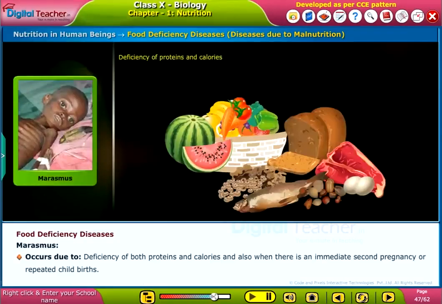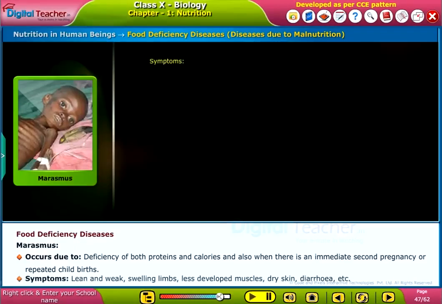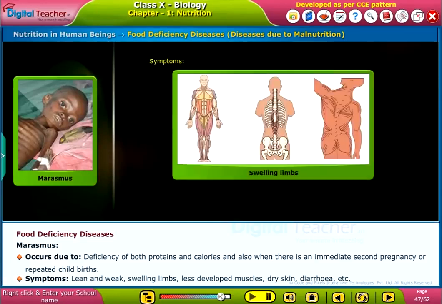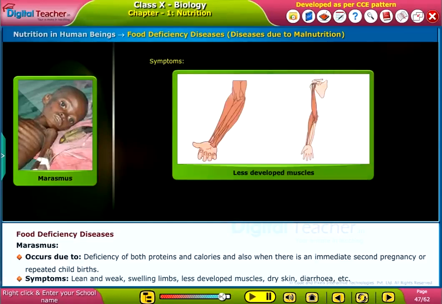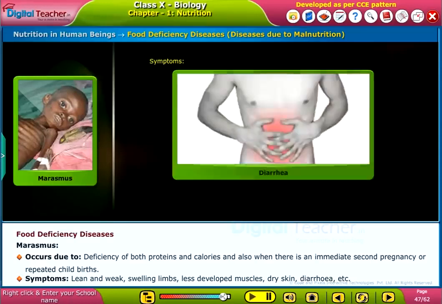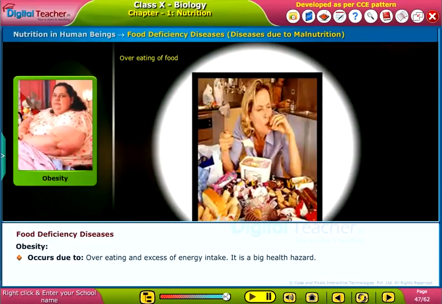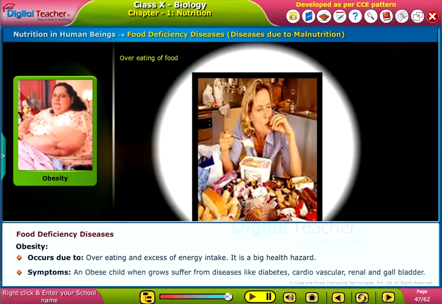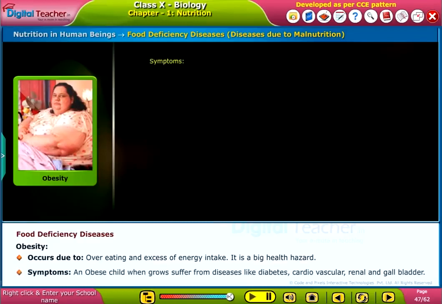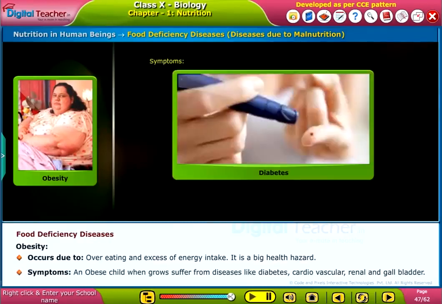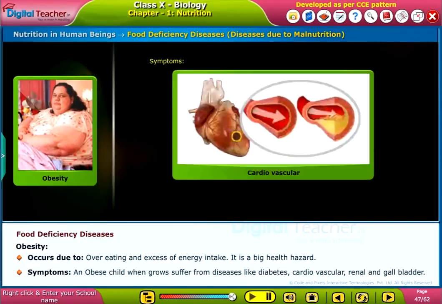Marasmus occurs due to deficiency of both proteins and calories, and also when there is an immediate second pregnancy or repeated childbirths. Symptoms: lean and weak, swelling limbs, less developed muscles, dry skin, diarrhea, etc. Obesity occurs due to overeating and excess energy intake. It is a big health hazard. Symptoms: an obese child, when grown, suffers from diseases like diabetes, cardiovascular, renal and gallbladder diseases.